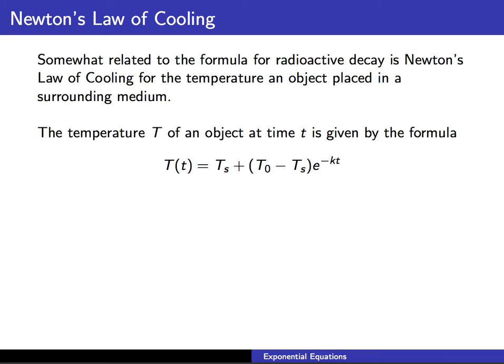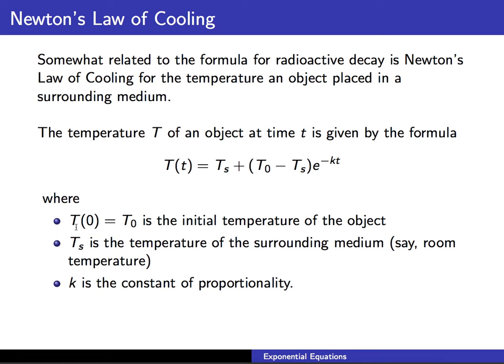So we had in the last video, A of t equals our initial amount times e to the negative kt. And in Newton's law of cooling, here's our e to the negative kt, but there's a little bit of extra stuff going on. Here, we're going to look at the temperature of an object, and we typically use a capital T for temperature and a lowercase t for time. So the temperature of an object based on the time is T sub s plus the difference between T sub 0, our initial temperature, and T sub s. T sub s is the surrounding medium temperature, and then that's times e to the negative kt.